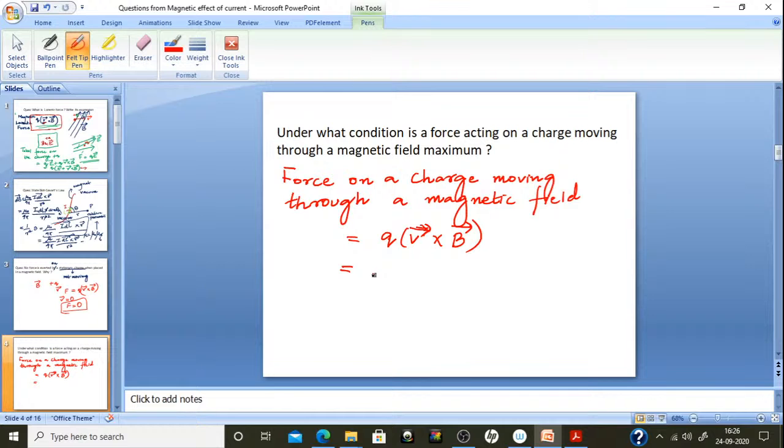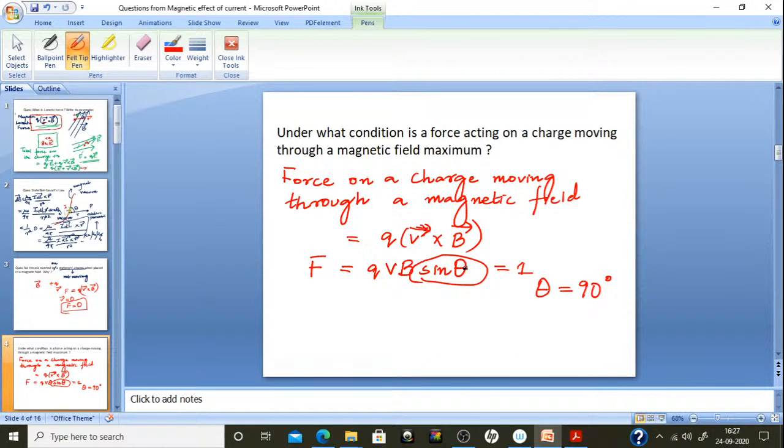Now this is in vector form. If I remove the cross, I will get V B sine theta. This is from vectors that we have done in class 11. So the formula for force is q V B sine theta. So when will it be maximum? When sine theta is 1. Only when the value of sine theta is 1 will it be maximum. Sine theta equal to 1 means theta must be 90 degrees. So the force on the charged particle will be maximum when theta is 90 degrees.